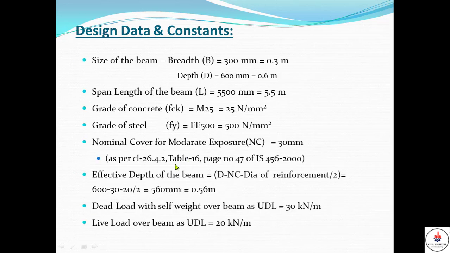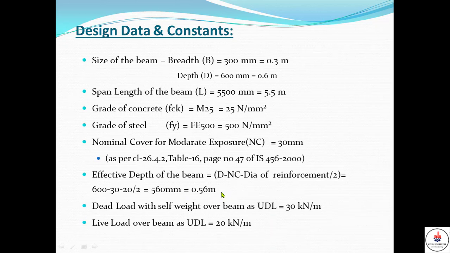Then we have to calculate the effective depth of the beam, which you can calculate by this formula: D minus NC minus dia of reinforcement divided by 2. D is the depth of the beam, NC is the nominal cover, and dia of reinforcement is divided by 2. So d equals 600 minus 30 nominal cover, minus 20, the dia of reinforcement we are considering, divided by 2, equals 560 millimeter equals 0.56 meter. It is the effective depth.